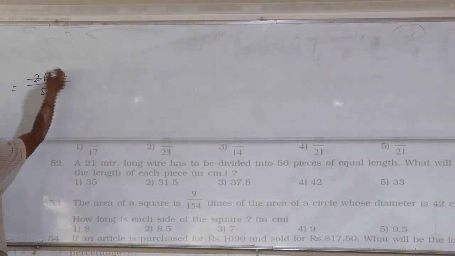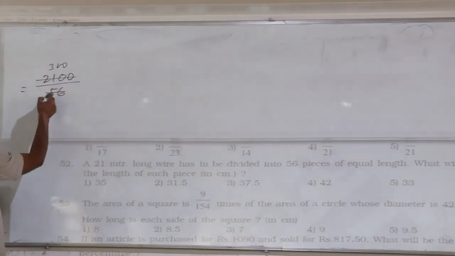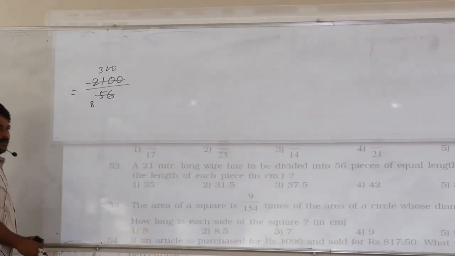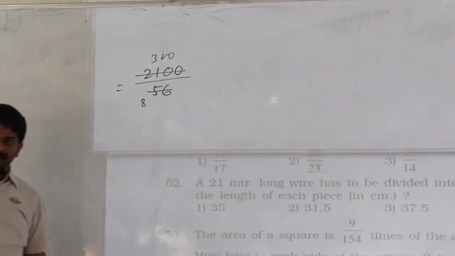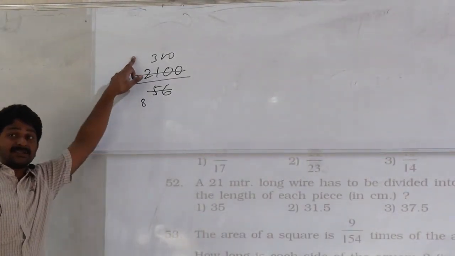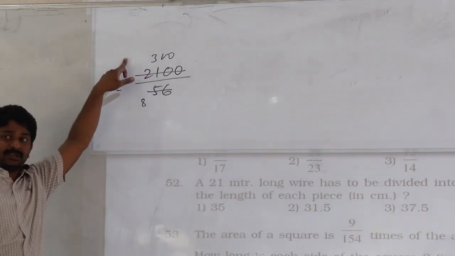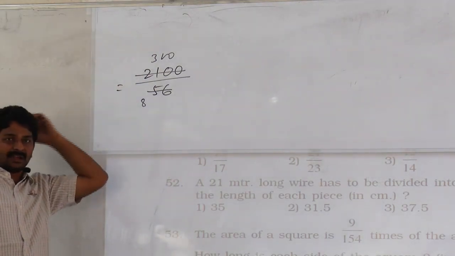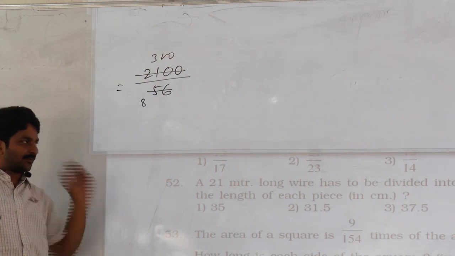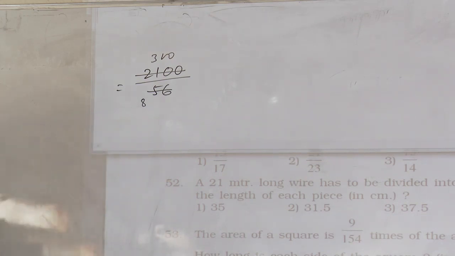7 into 300 times, 8 times. What is 100 by 8? 12 and a half. Can you treat this number as 100 by 8 into 3? 100 by 8 is 12 and a half. 12 and a half 3 times is 37 and a half. Next.